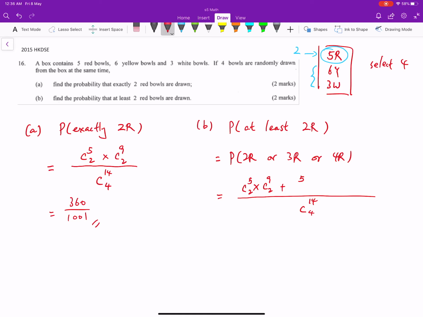So from the 5, you pick 3, and then from the 9 yellow or white, you pick 1. So total you still have 4. And then 5C4. Sure, you can also multiply 9C0, but actually this is optional, and here I just skip this part. So by calculator, you will have 5/11. Okay? 4 marks. You got it already.